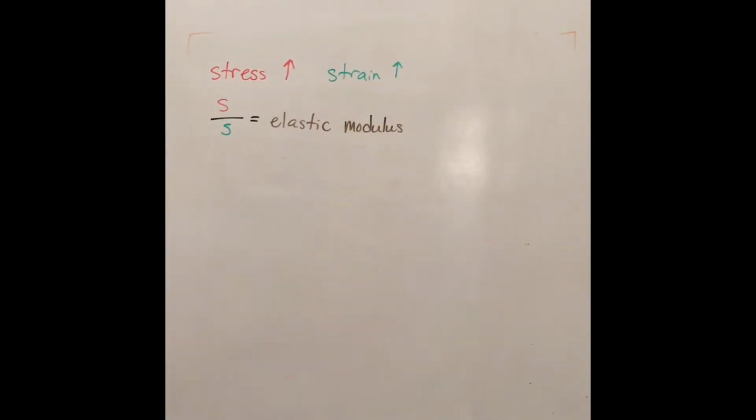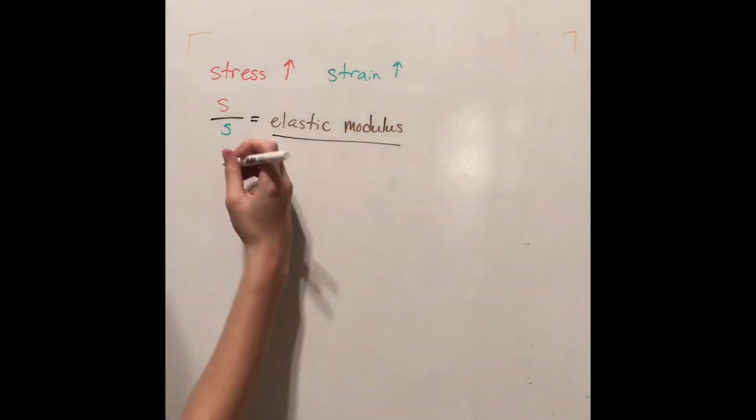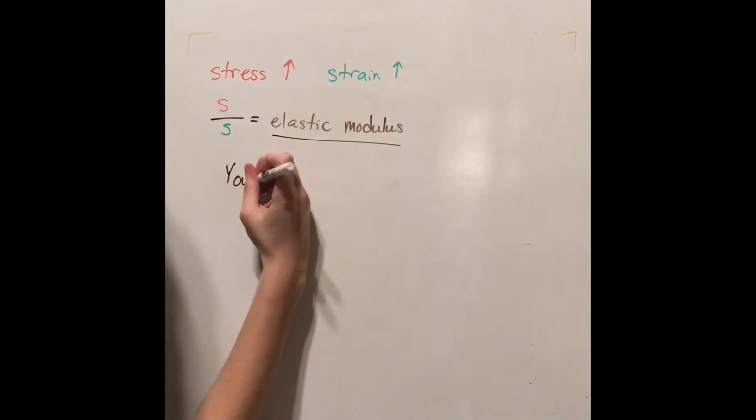Typically, the greater the stress, the greater the strain. The proportionality constant between the two is called the elastic modulus, which is different for every material. The elastic modulus is a combination of different constants that correspond with the different types of stress and strain.